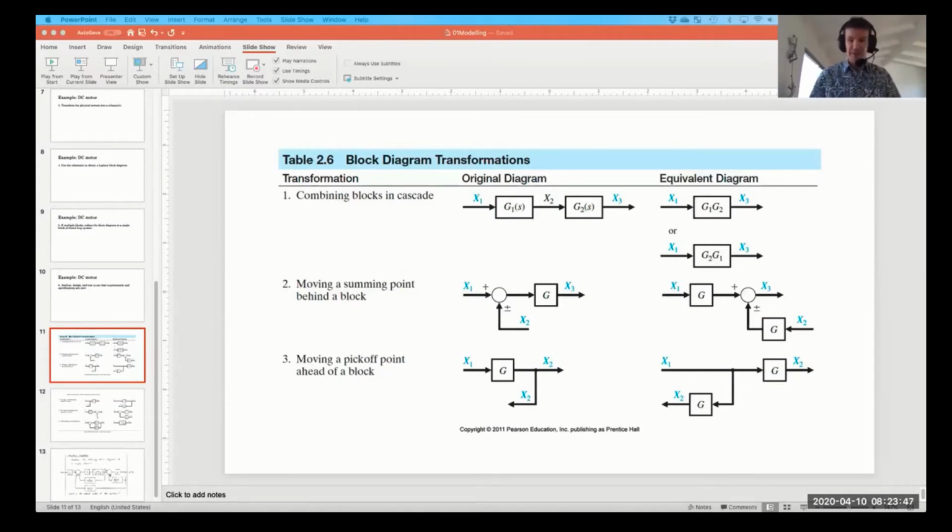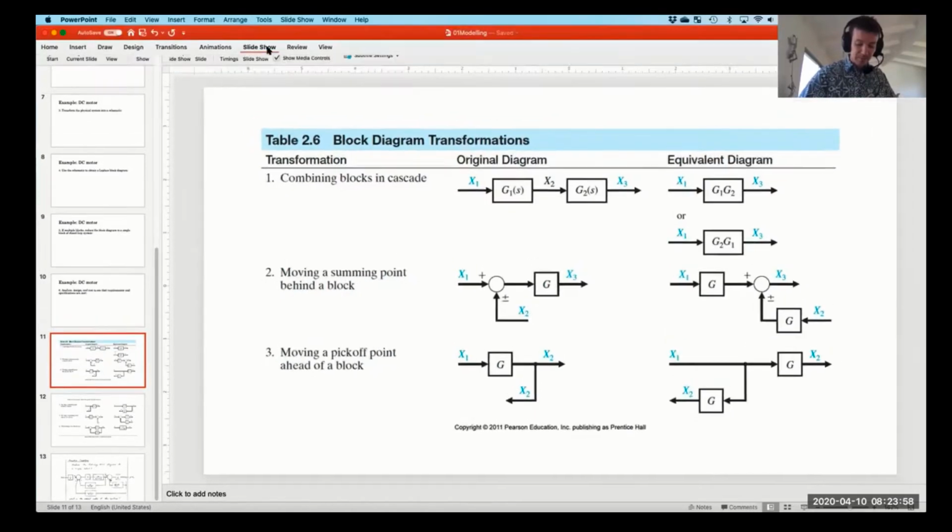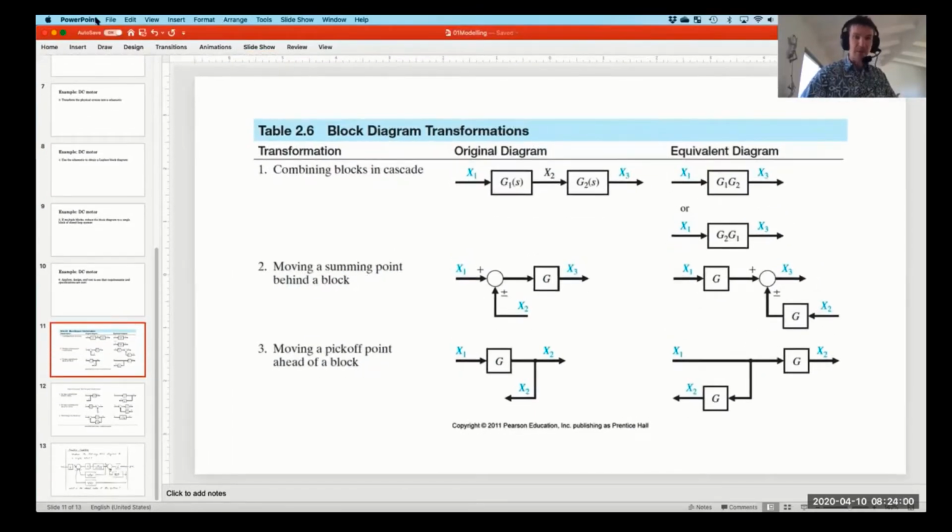All right, so the next slide in the packet is a summary of a bunch of block diagram reduction techniques. Let's see if I can make this smaller. Okay. So a couple of these we've seen already.